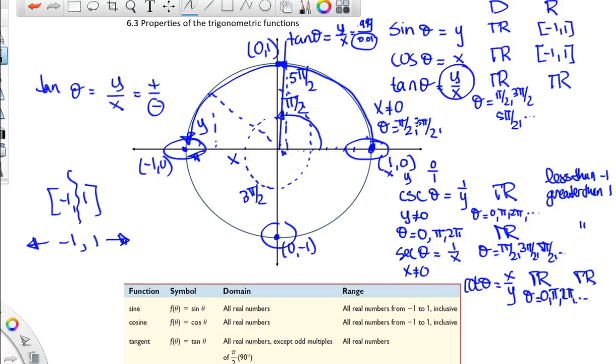So when you ask me about the tangent, I think y over x, when do I have x values that are 0? Well, x values are 0 here and here, so now I know I'm at pi over 2, 3 pi over 2, 5 pi over 2, etc.